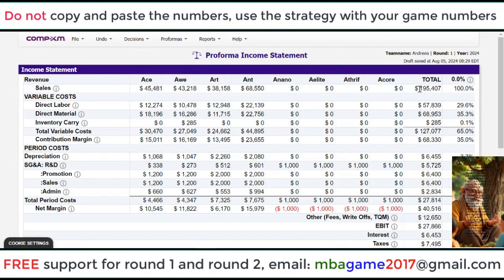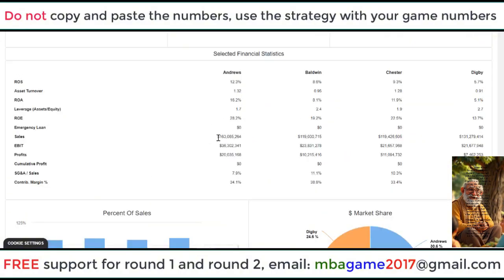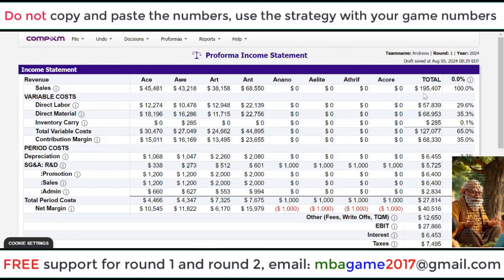Final notes and free support. If you follow these 10 tips, you will gain a major competitive edge in round 1 of Capsim. Always focus on learning the method, not copying specific numbers. Since every exam instance is different, results may vary, but the strategy always works.